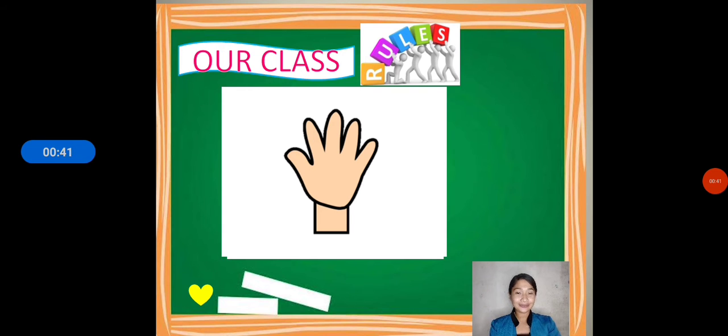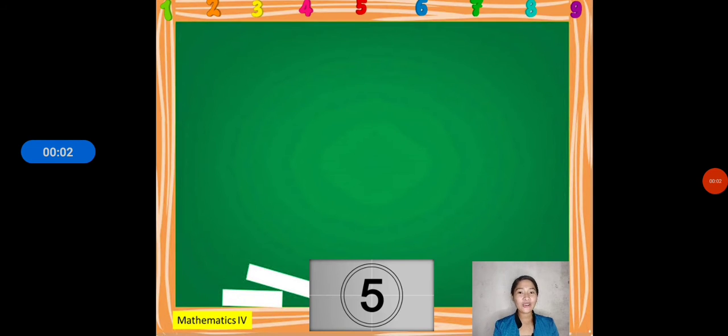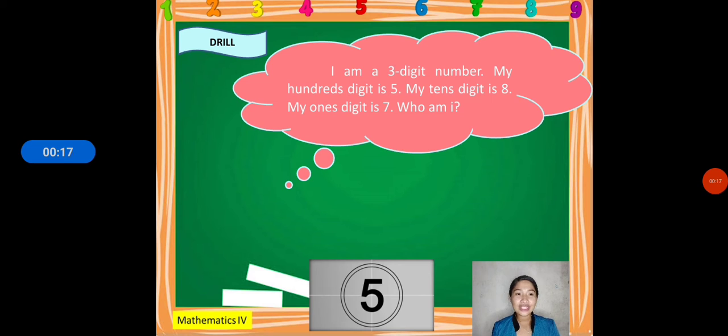Are we clear? Okay, now let's have a drill. You are given 5 seconds to answer the problem. I will read the problem first, and you can answer as fast as you can. I am a 3-digit number. My hundreds digit is 5. My tens digit is 8. And my ones digit is 7. Who am I? Your timer starts now.